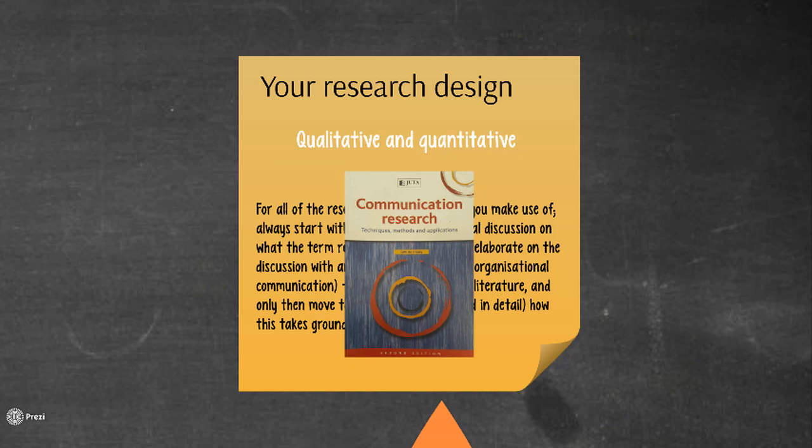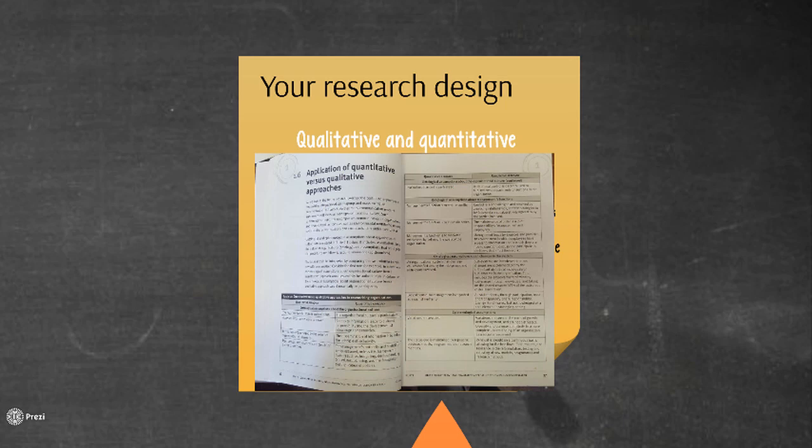The reason why I recommend it specifically is because on page 36 and 37, it has a very good example of the application of quantitative and qualitative approaches as it has to do with the ontological and epistemological stances of research. So it really just is a good source to have a look at to see how you could go about practically applying qualitative and quantitative designs in terms of ontological and epistemological stances in organizational communication.